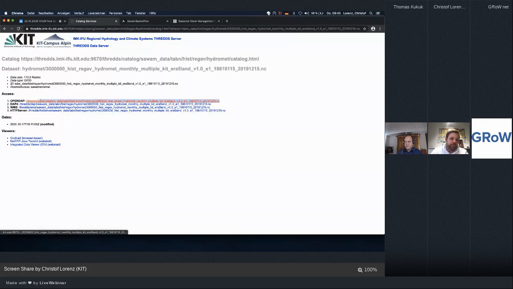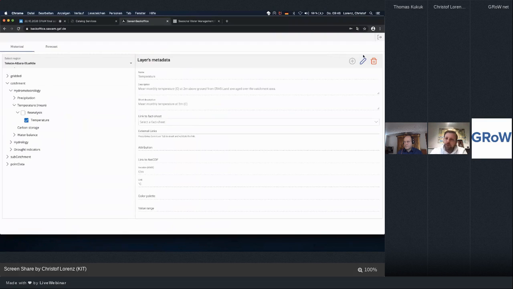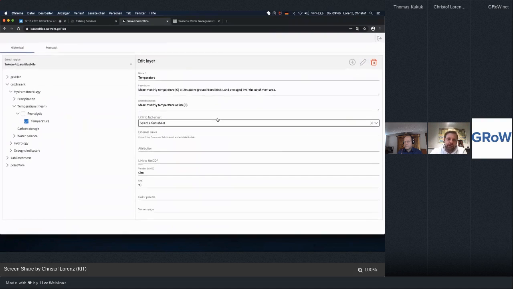So we just select this whole link, and we copy it, and then we go to the SaWaM back office. Now this still looks very empty, so we have to select a region first. Again, we go to our Sudan Ethiopia domain. Then we can select the different spatial groups here. In this case, we would like to go for the catchment data sets. Then we go to hydrometeorology, then to temperature. And here we have now the reanalysis temperature. Then we select this, and then we start to edit this layer.